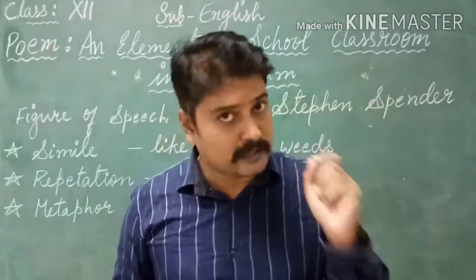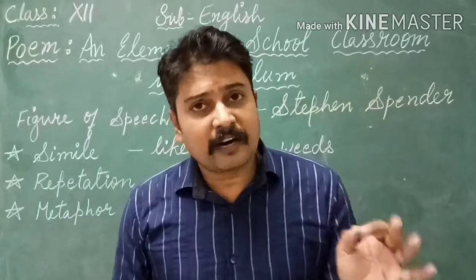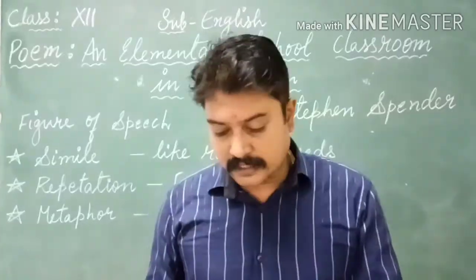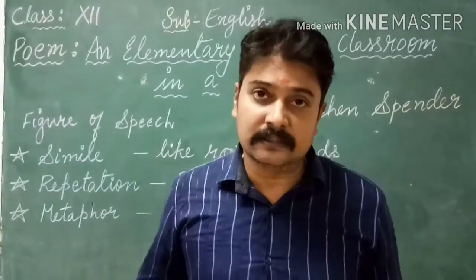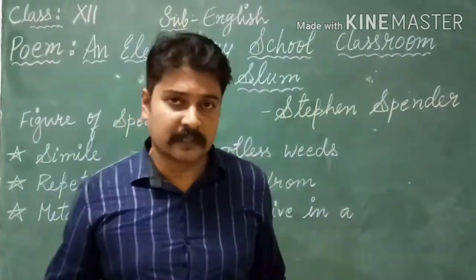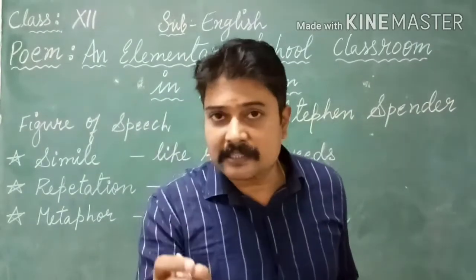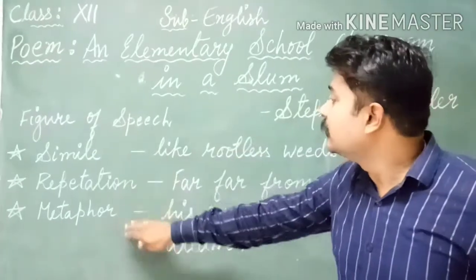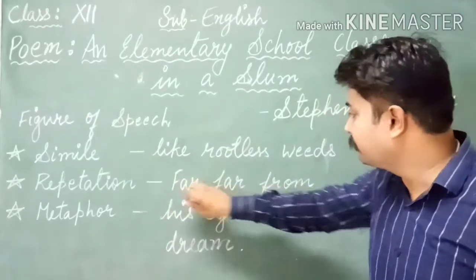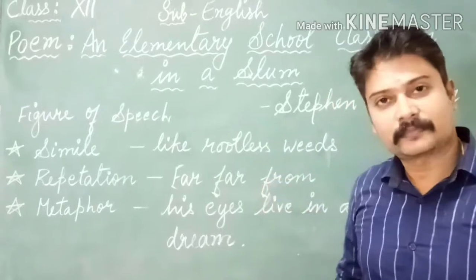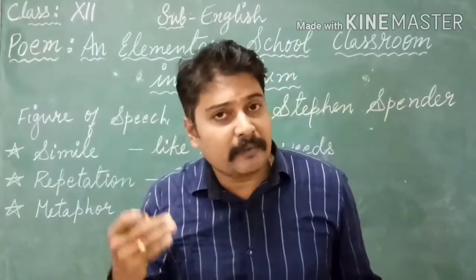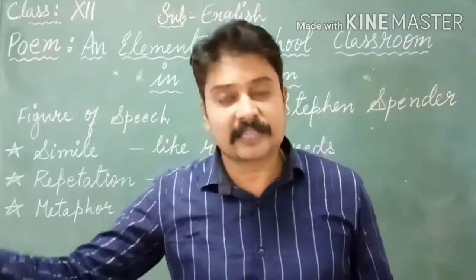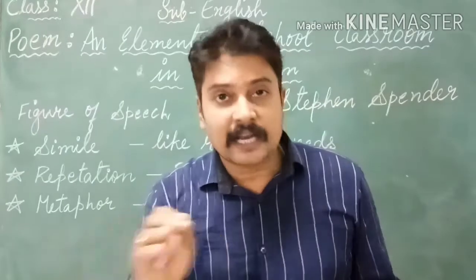I'm going to read and I'm going to explain. Far, far from gusty waves, these children's faces, like rootless weeds, the hair torn round their pallor. Now the poem opens with a repetition: far, far from. The children who come to this school have come from very far-off places. So, far, far from gusty waves, these children's faces like rootless weeds.